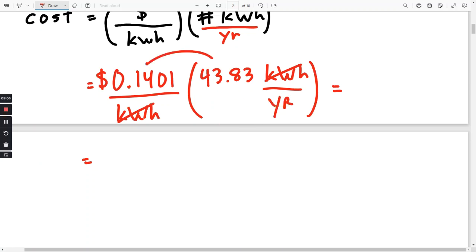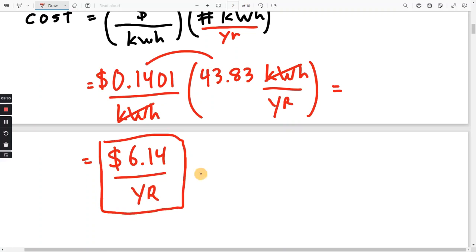0.1401 times 43.83 equals 6.14. And that's dollars per year. So that is the final cost to run a 5-watt bulb for a year.